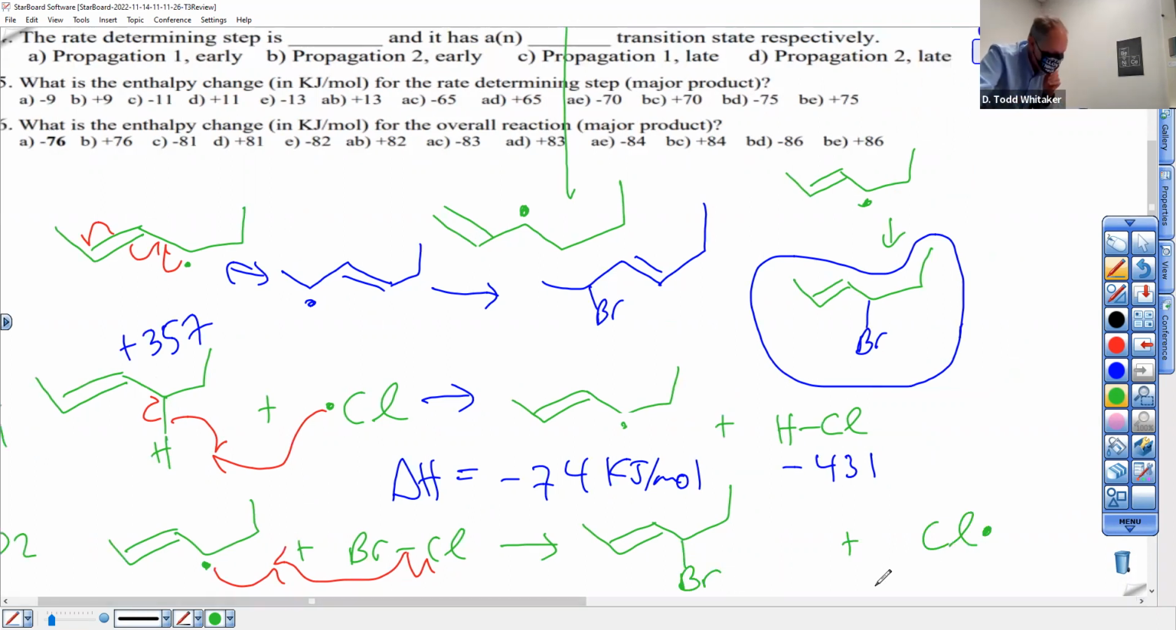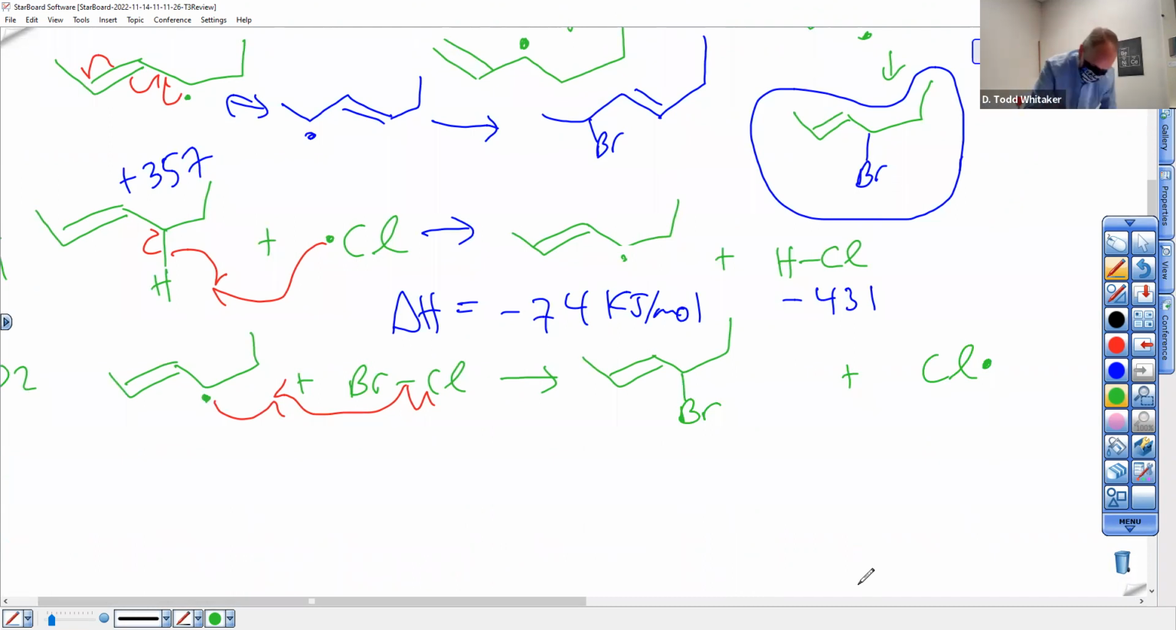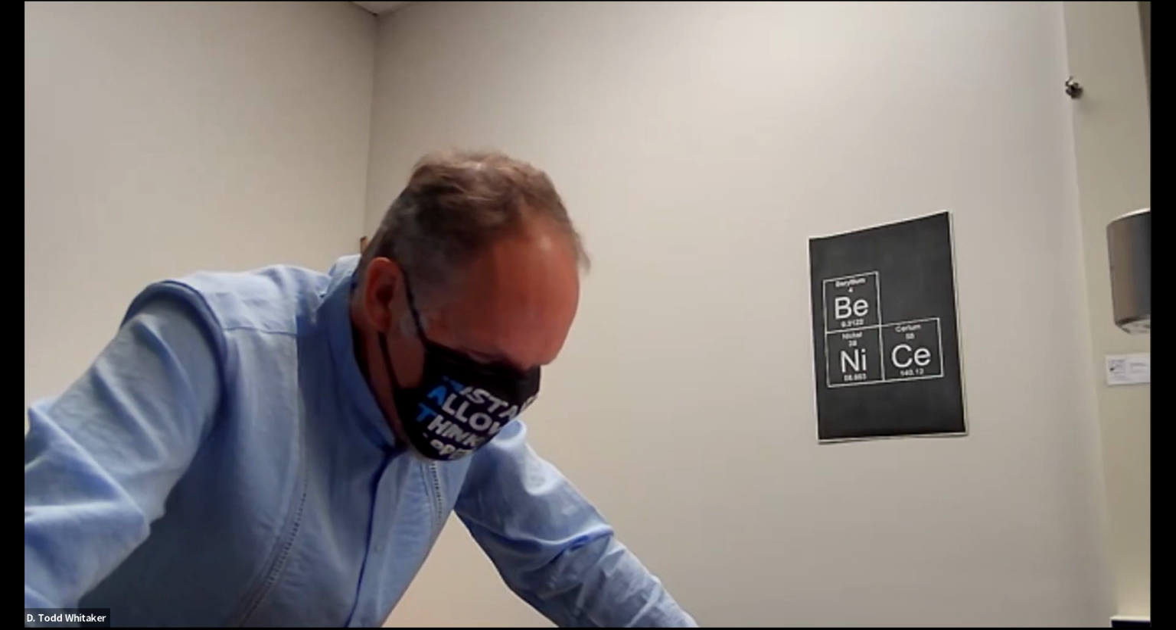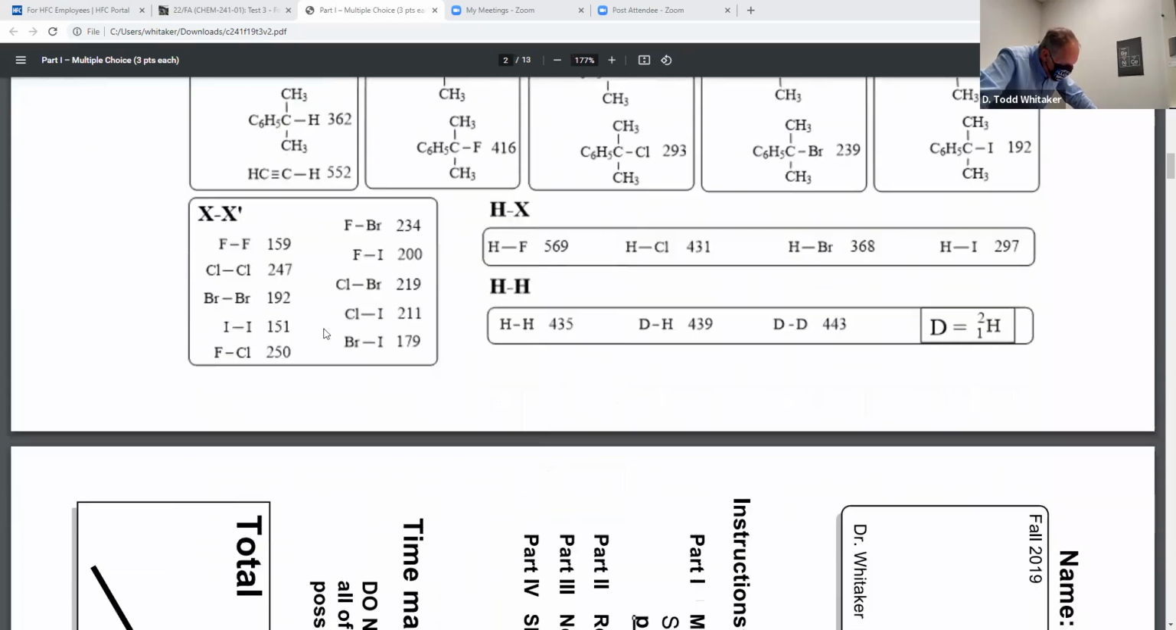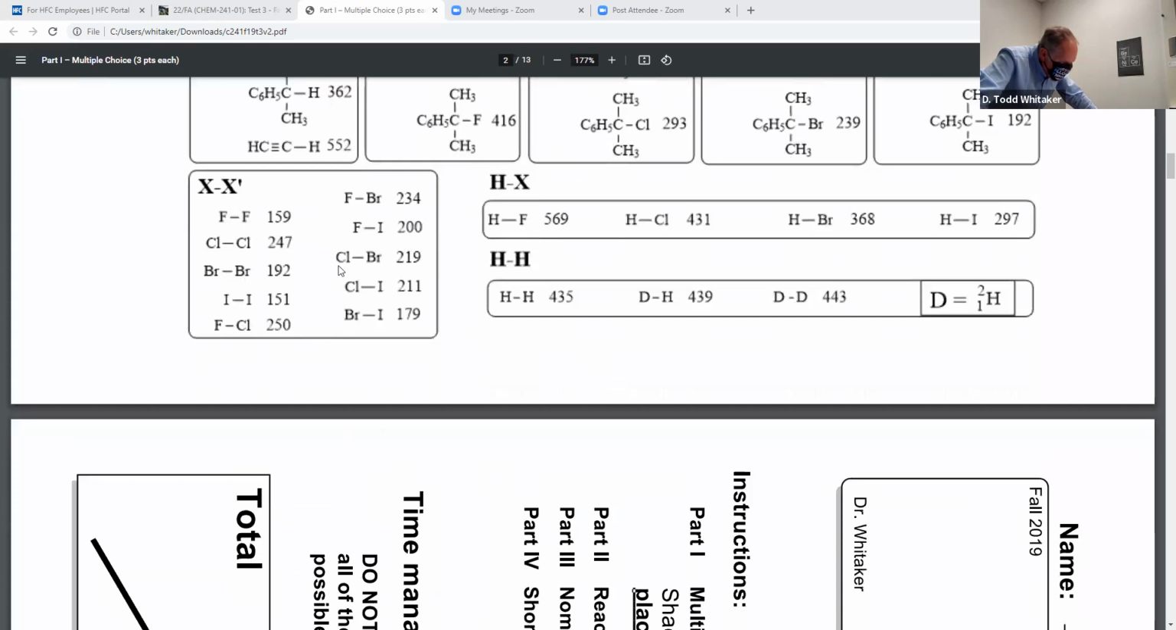If you don't know the prop steps, you can't get the right numbers. If you can't tell me which number has a lower delta H, I can't do that. Delta H equals what? We have the plus BrCl. Where do we get that information? You won't see me doing this. I'm going to try BrCl, 219. And I believe we broke it.